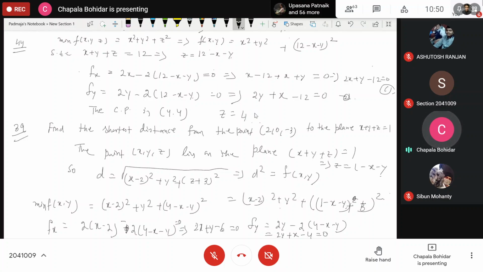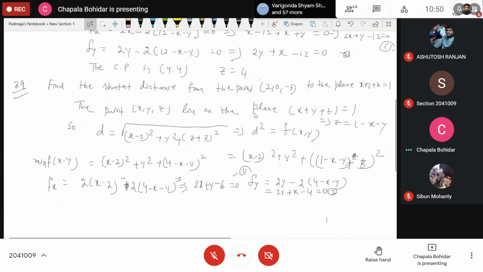Here you have two equations, two unknowns. Find out the critical point. Solving equations 1 and 2, you find out your critical point: 8 by 3, 2 by 3.